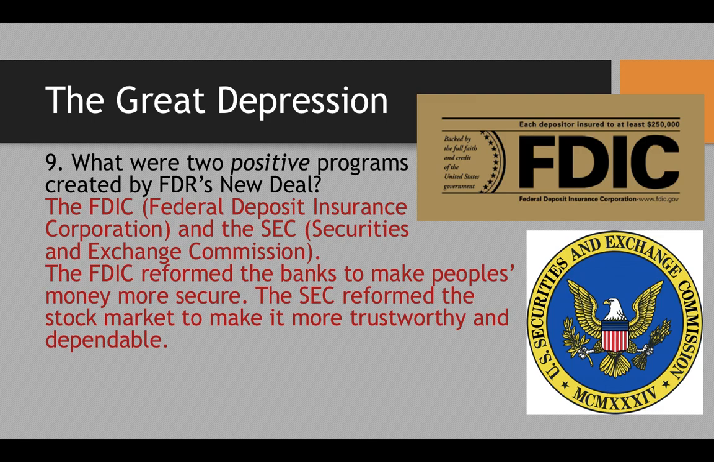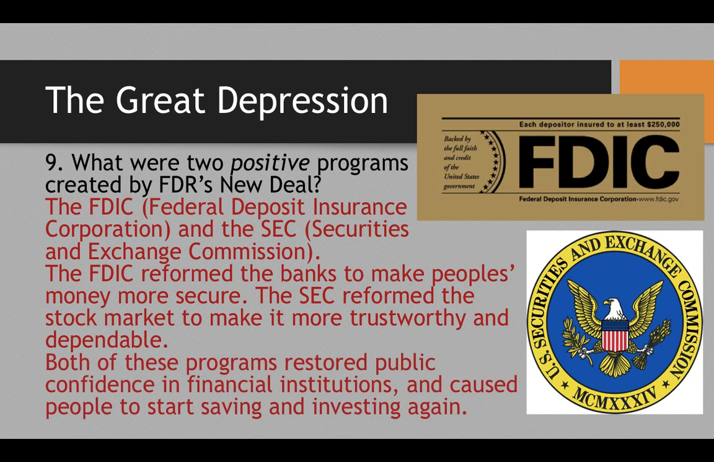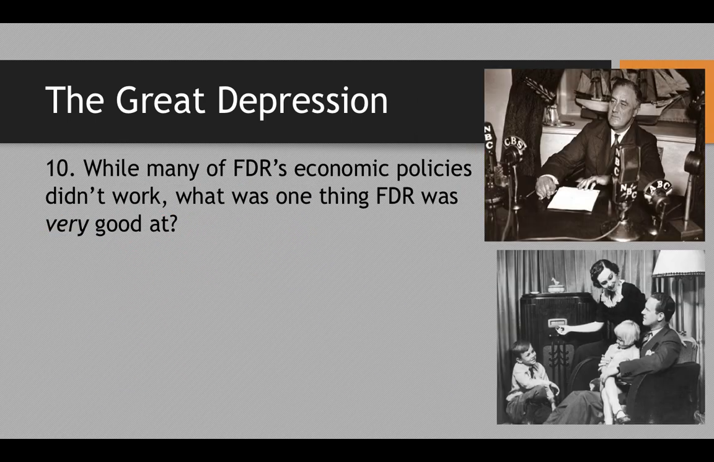Then came the SEC, no, not the Southeastern Conference football conference, but SEC stands for Securities and Exchange Commission. All right, so this reformed the stock market to make it more trustworthy, more dependable, to make sure they're not going to be misleading the shareholders anymore and inflating stock prices. The FDIC restored public confidence in the banks, and the SEC restored public confidence in the stock market. So with this new restored public confidence in financial institutions, people started saving and investing again, which slowly made the Great Depression better.